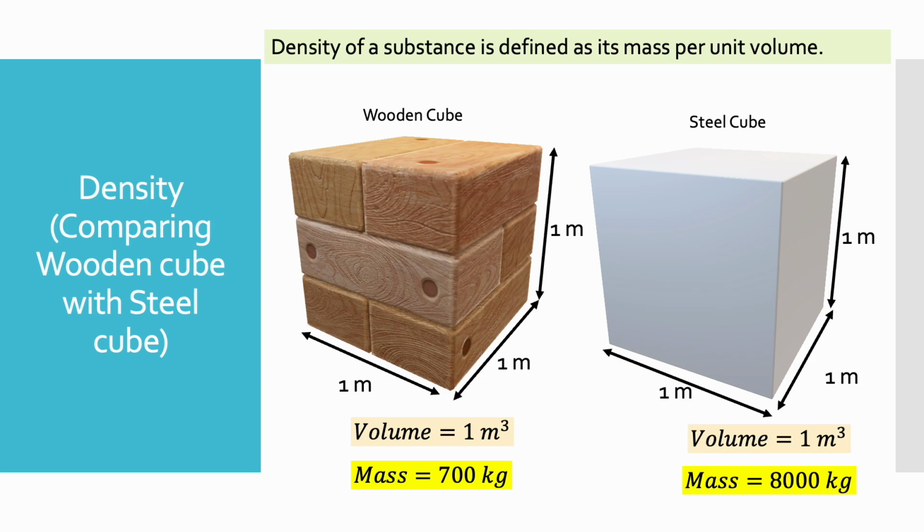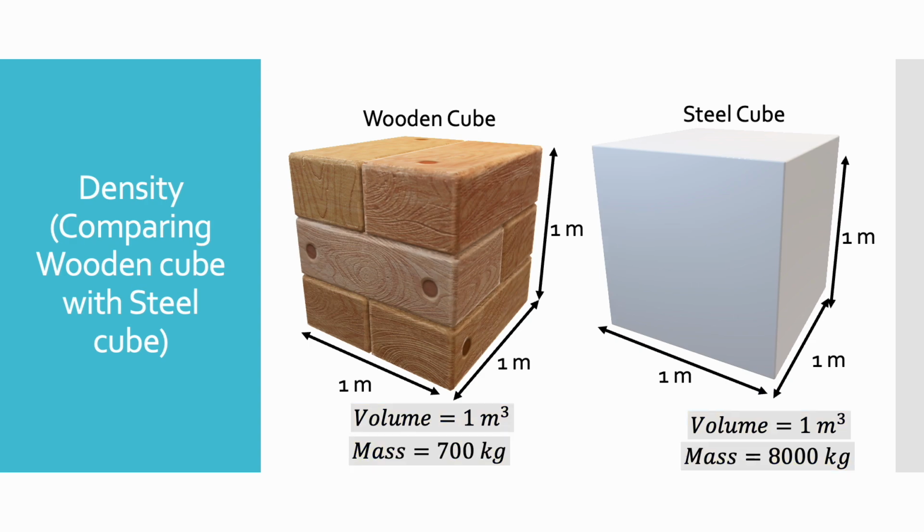The wooden cube has a mass of 700 kilograms, while the steel cube has a mass of 8,000 kilograms. That's a big difference. So even though the size is the same, the steel cube is much heavier. Why? Because the particles in steel are packed much more tightly than those in wood. This is where density comes into play, and we will calculate it in the next slide.